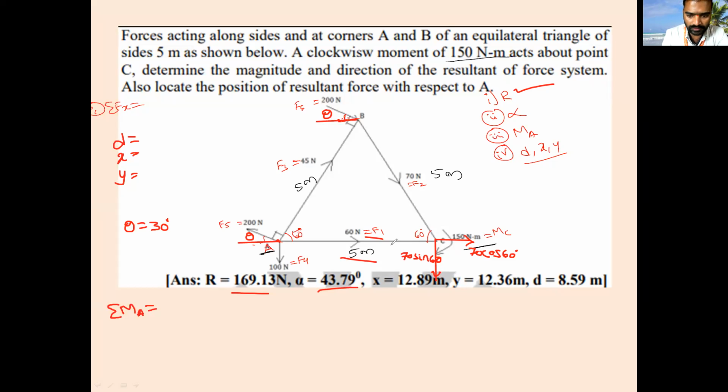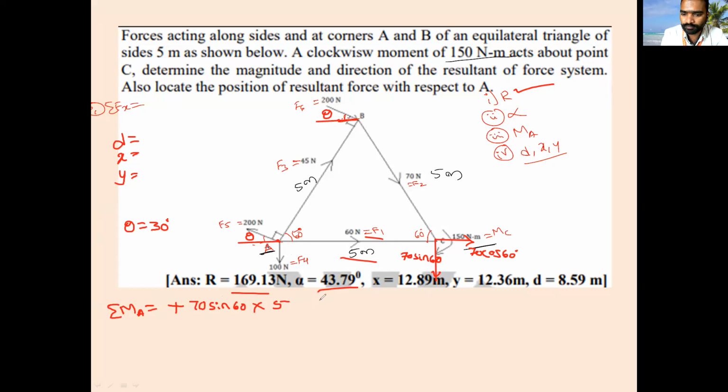Yes. Then can you tell me what is the moment? Is it clockwise or anti-clockwise? This force is clockwise, so it is plus, and that is 70 sin 60, the force. What is the distance between A to C? 5 meters. Is it clear, everyone?